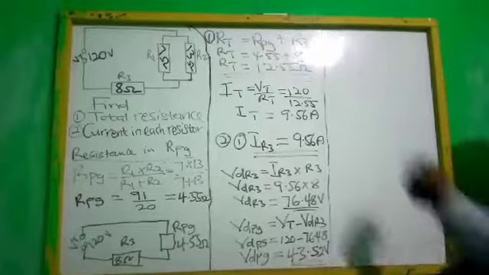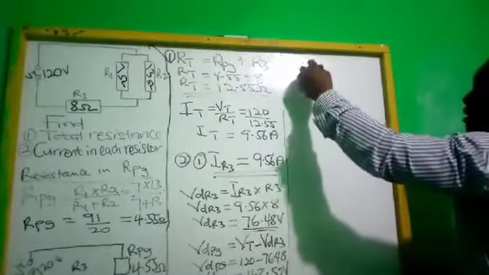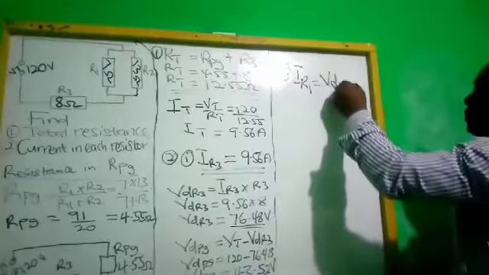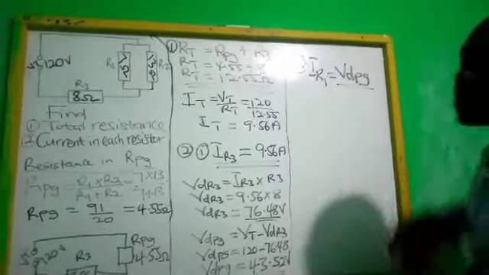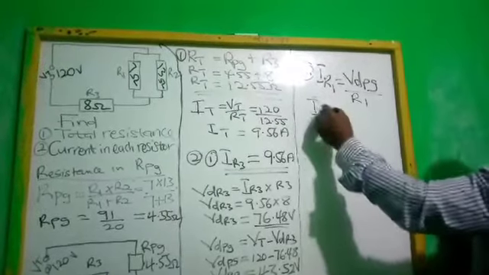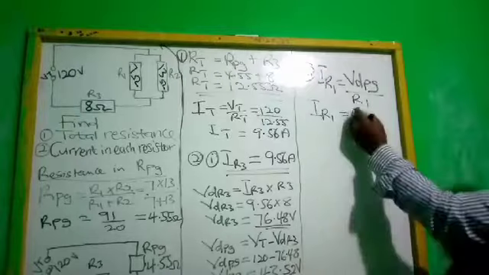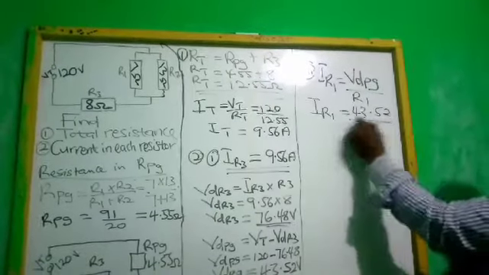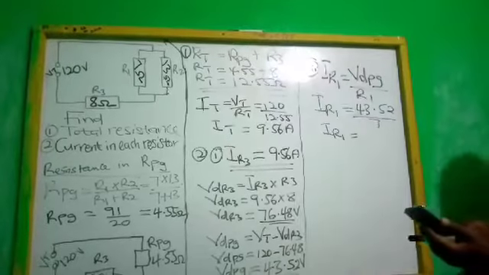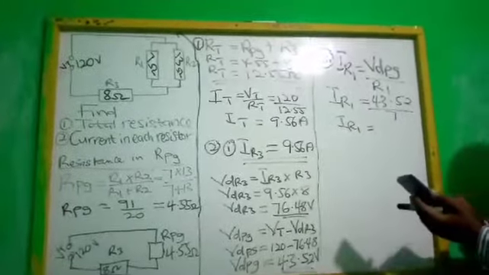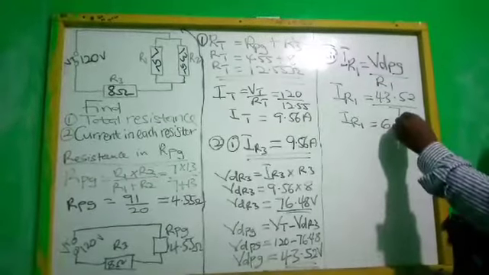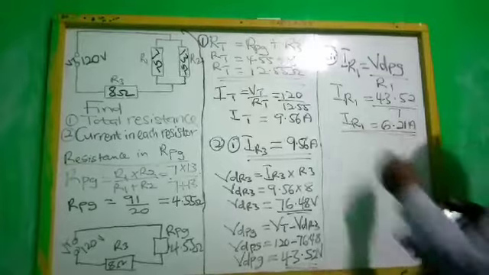So now let's look for our currents. Let's look for the current in R1, which is the voltage drop in the parallel group over R1. The voltage drop in the parallel group is 43.52, over R1, which is 7. 43.52 divided by 7, we have our answer as 6.21 amps. So this becomes our current flowing in R1.